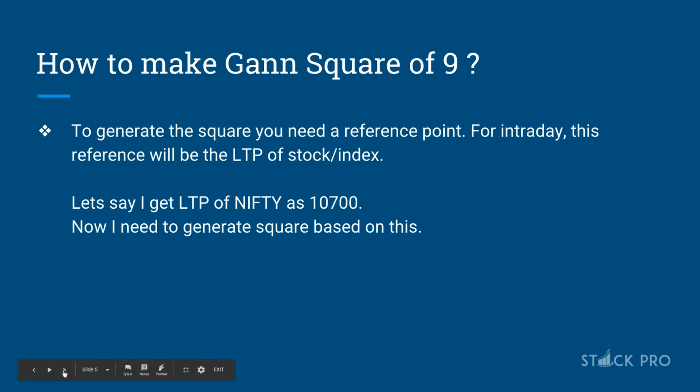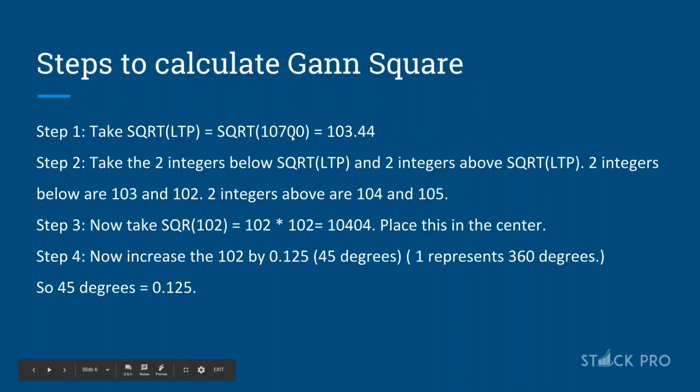How do we generate the Gann angles, Gann numbers? Basically, to generate the square, you need a reference point. For intraday, this reference will be the latest traded price of the stock or index. For example, let's assume that the latest traded price of Nifty is 10,700. Now I need to generate a square based on this particular value. So what you need to do is take the square root of the latest traded price, which is 10,700. The square root is 103.44.